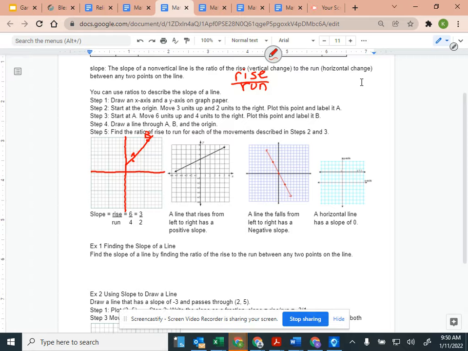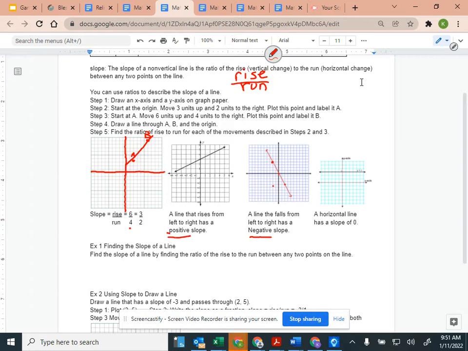Then it says find the ratio of rise to run. So I need to start at A. I go up 1, 2, 3, 4, 5, 6, and I go over 1, 2, 3, 4. So my rise is 6. My run, how far over I go, is 4. Remember, we always go to the right. You either go up or you go down, and then you always go to the right. So if you're going up, it's going to be positive. If we're going down for our rise, it's going to be negative.